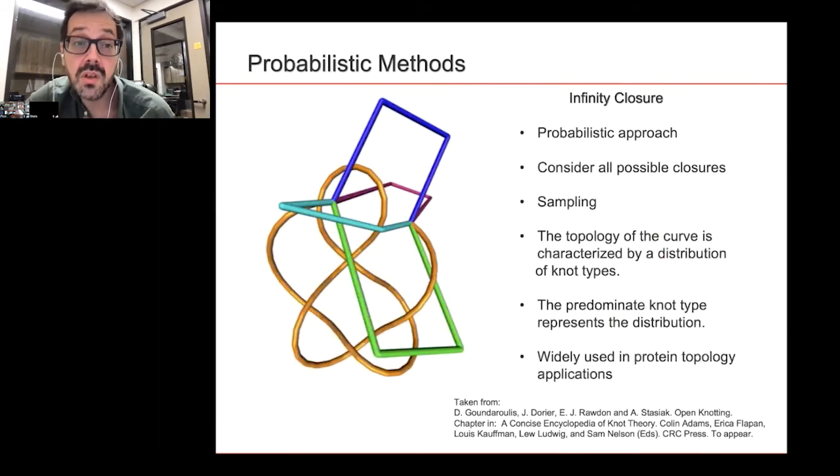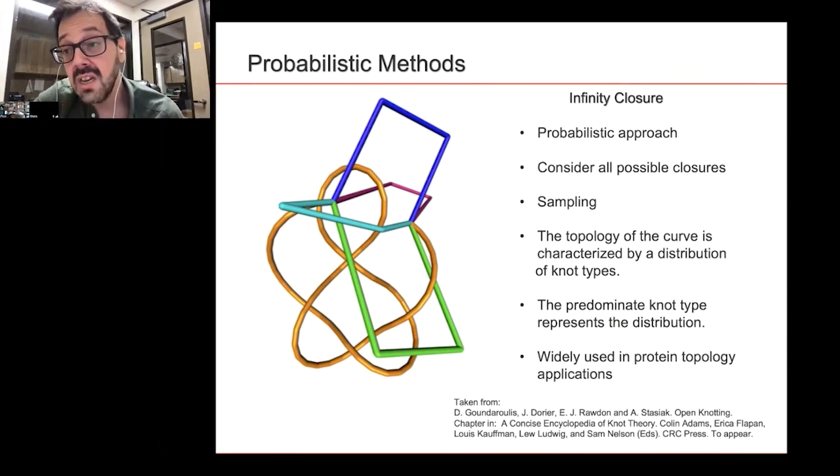What I think is most used in the literature is probabilistic methods. So we consider all possible closures of a curve given a method, and in this method I present the infinity closure, and I will explain what all of these colors mean. Then we have a space of closures, and we sample the space to see what's going on, and we have a distribution of knot types, and that's the topology of the curve. The predominant knot type is the one that represents the distribution and characterizes the curve.